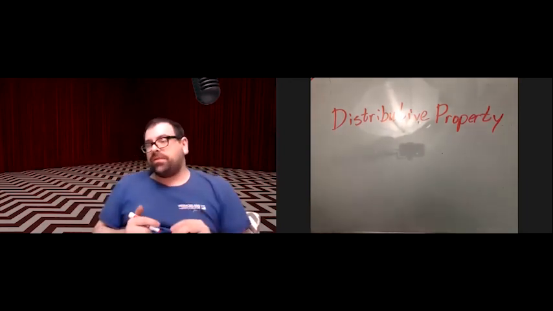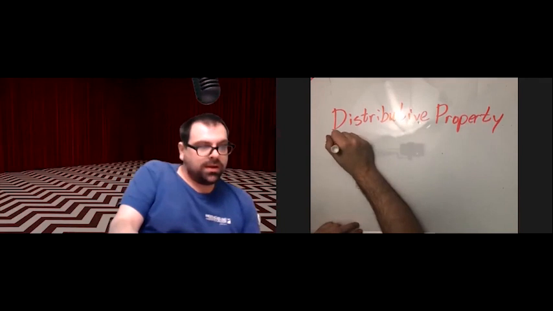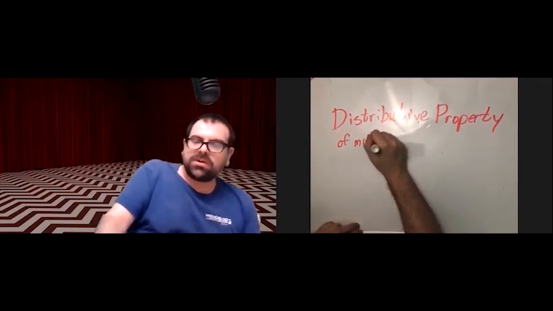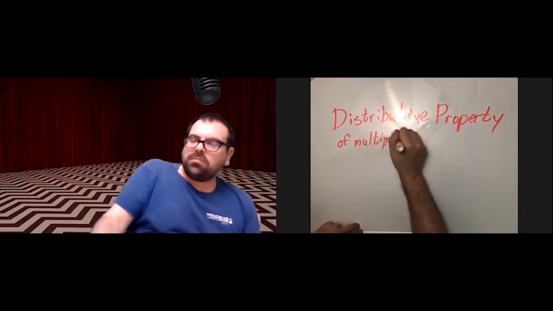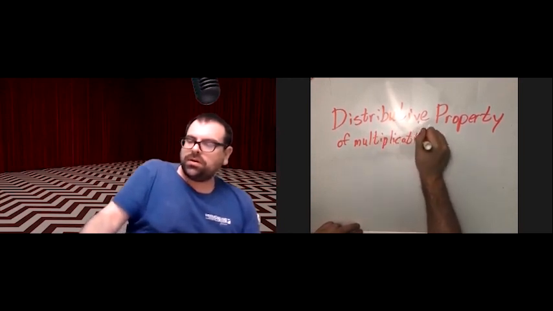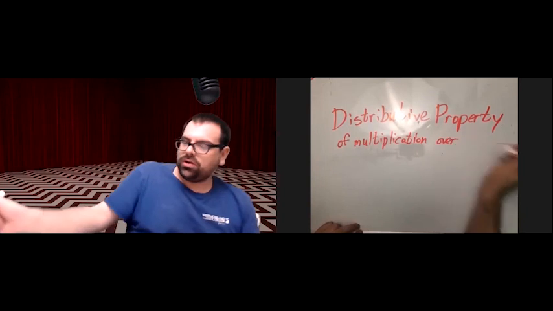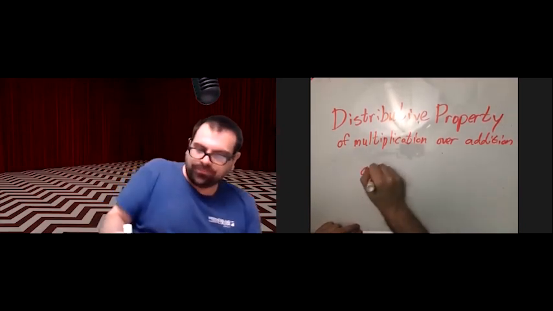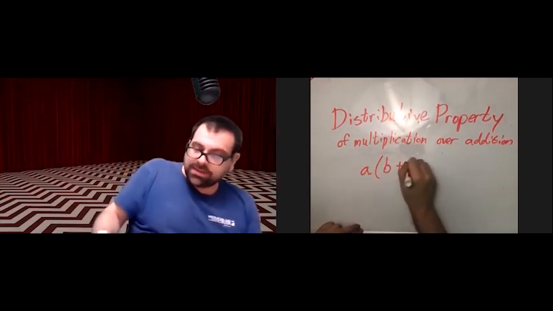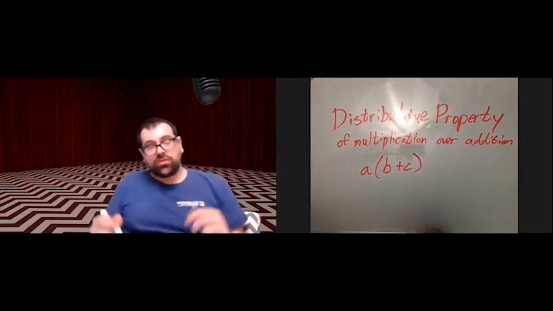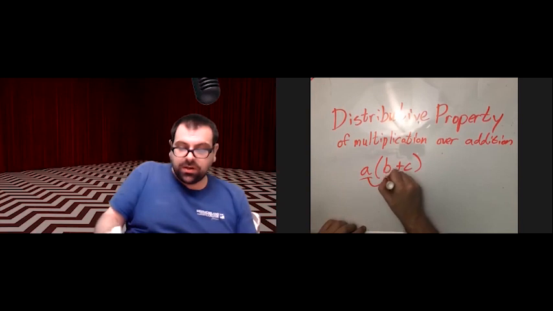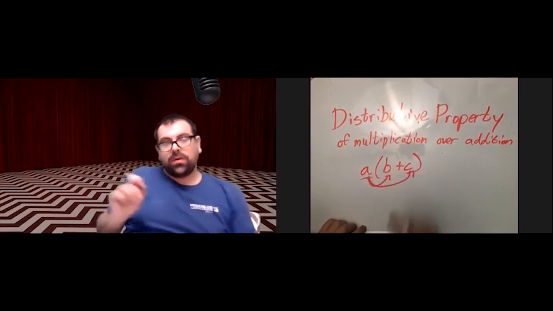The full name of the distributive property is the distributive property of multiplication over addition. What does that mean? It means we are going to distribute multiplication over addition.